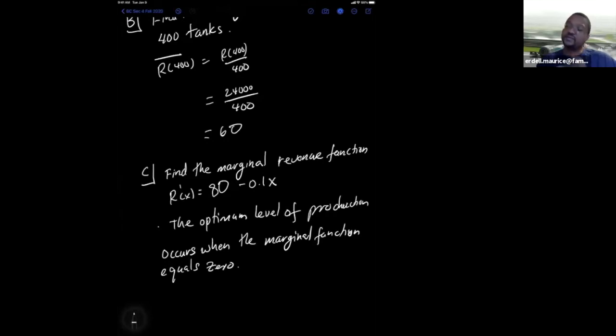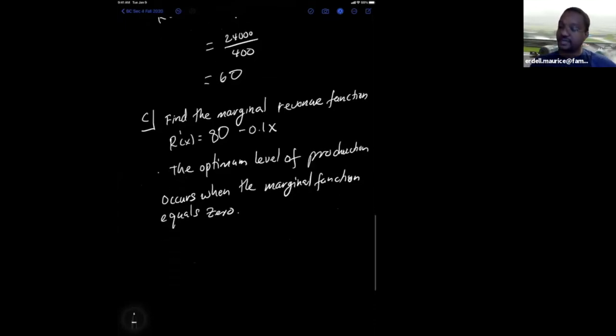So before, I could just plug in 400 and tell you that's 24,000 I'm going to make. Before, I could say the average revenue I'd make from each of those was $60. But that doesn't tell me if I'm at the optimum level. That doesn't tell me I am doing my best, making the most revenue that I possibly can. Well, if you want to figure out the optimum level, you need to use the marginal function, because the marginal function will point you in the right direction.